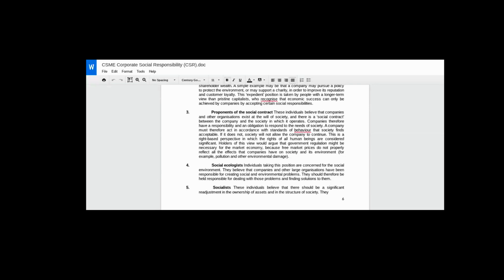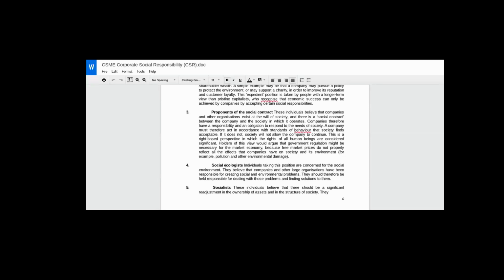The fourth school of thought is the social ecologist school. This school is saying that organizations must be socially responsible. It's a must. That is what the social ecologist is saying. It is a must for the company to be socially responsible because they are the ones causing the menace of environmental pollution, because they are the ones exploiting our resources.